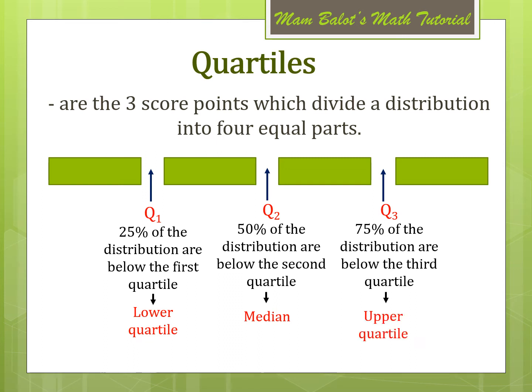So you have to take note that the first quartile is less than the second quartile, which is also less than the third quartile. That means that the second quartile is less than the third, but of course greater than the first quartile.